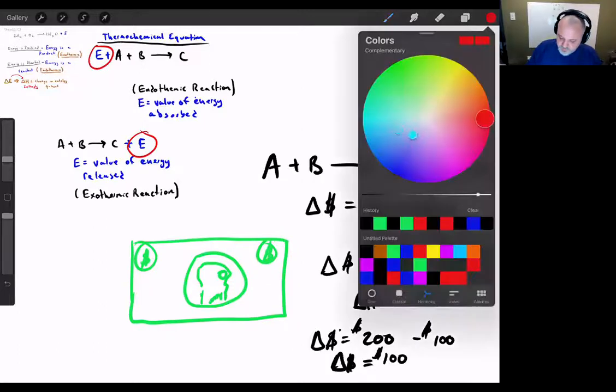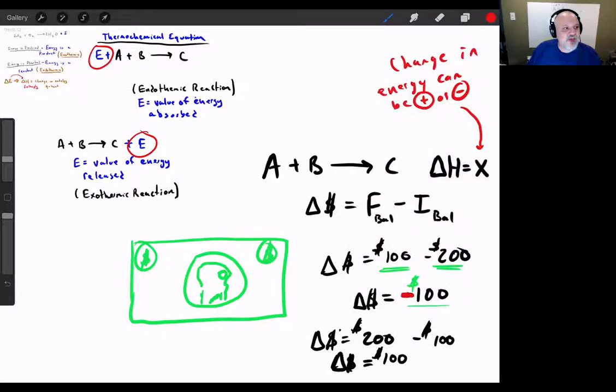What's the difference here? The difference between the two changes is that when I take money out, the change in the bank account is negative. It doesn't mean the bank account went negative. It doesn't mean I overdrew the bank account. It just means that I took money out of the bank. The balance went down. The difference over here is that the balance went up.